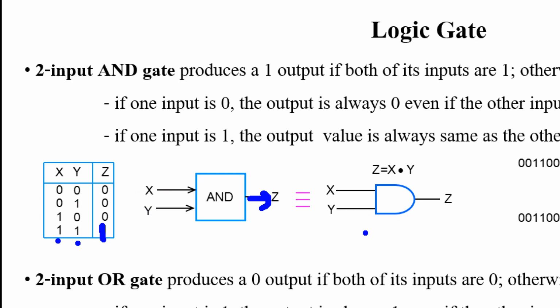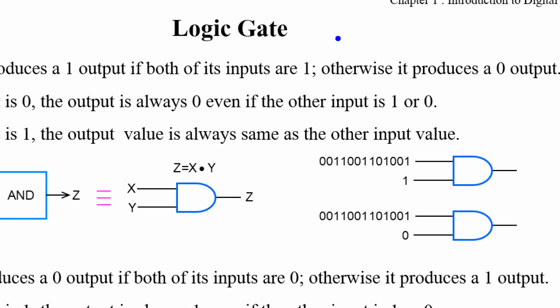For the logic symbol we use this one, with this curve. And for the equation, in algebraic terms we use dot or multiply for AND because it is similar to multiply, right? 0 multiply 0 is 0, 1 multiply 0 is 0, 0 multiply 1 is 0. When you multiply 1 and 1, you get 1. So we just use multiply for AND operation.